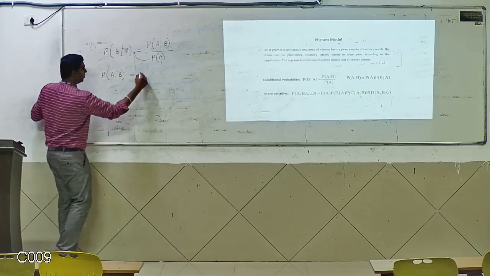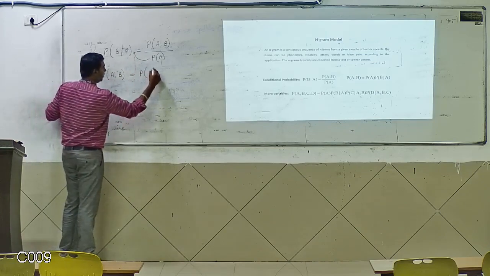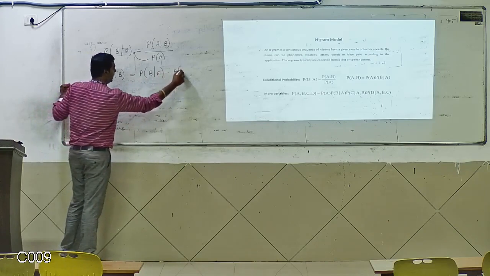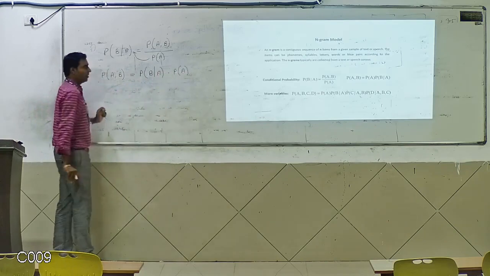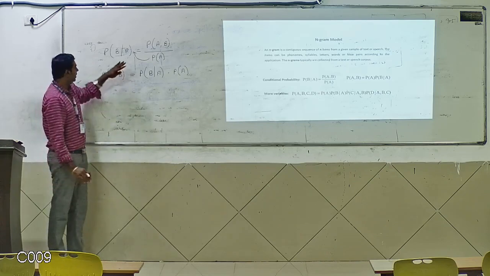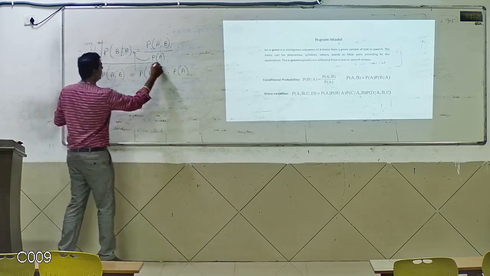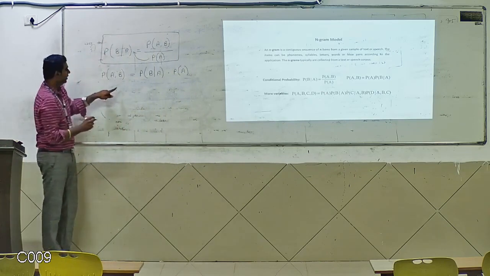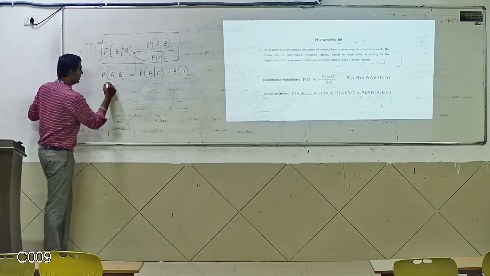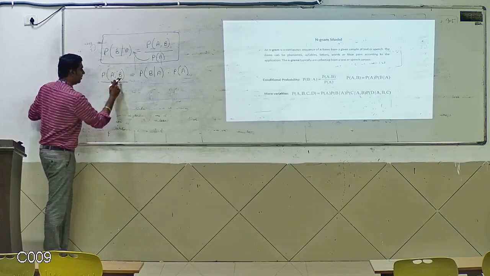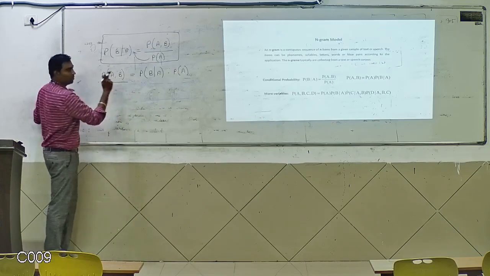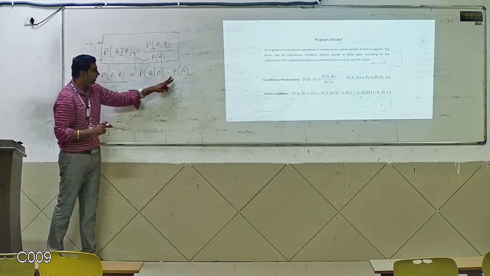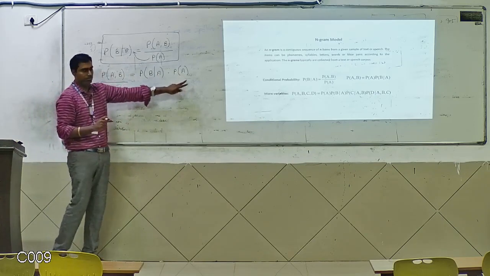P of B given A into P of A. I hope you understood. So this is the conditional probability formula; I am just rewriting it. Now this is the probability of occurrence of words A comma B, equal to the probability of B given word A, times P of A.